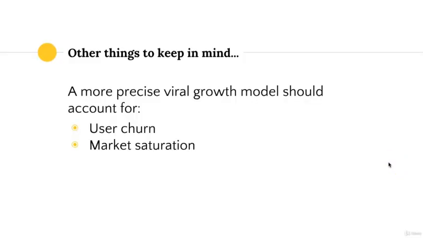So some other things to think about as you're modeling out your viral growth: you should also account for user churn. Of course, one thing that was not factored in those graphs I was showing you is that some users will churn over time. And also think about market saturation. So of course, you can't grow infinitely because essentially you're going to hit the bounds of the size of your market. And when people start to invite their friends, they'll find that their friends already have the product.